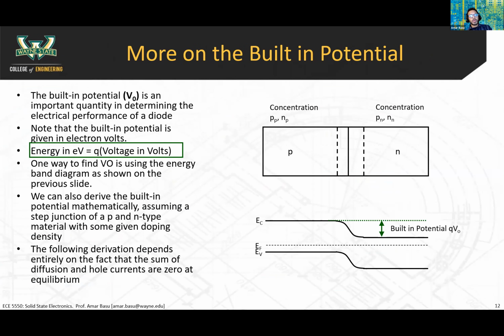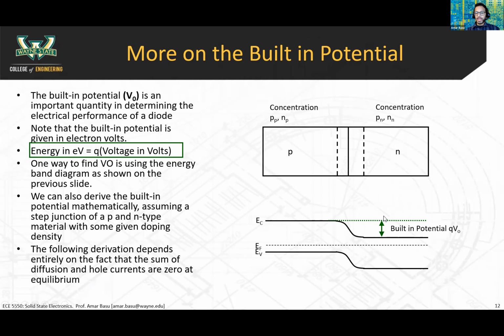All right, so a little bit more on the built-in potential. This is an important quantity in determining the electrical performance of a diode. As I mentioned, for silicon with typical doping, the built-in potential is something like 0.7 volts. So we're actually going to determine that. One way to find the built-in potential is by using the energy band diagram shown on the previous slide. The second way is that you can derive it mathematically. So the first way is to use the energy band diagram.